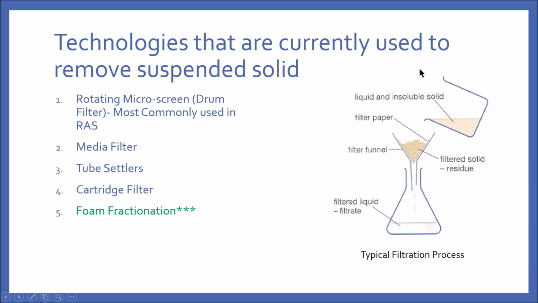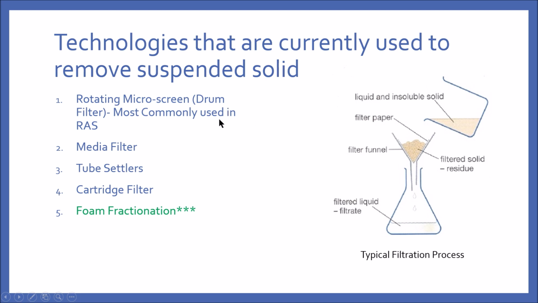Technologies that are currently used to remove suspended solids are very similar. They all utilize what we call a filter media to remove the remaining suspended solids. One good example is this setup over here on the right, in which we have a beaker filled with liquid and suspended solids. As you pour them through a piece of filter paper, what you get is clear liquid. So traditionally, this is what we have been doing for the filtration process.